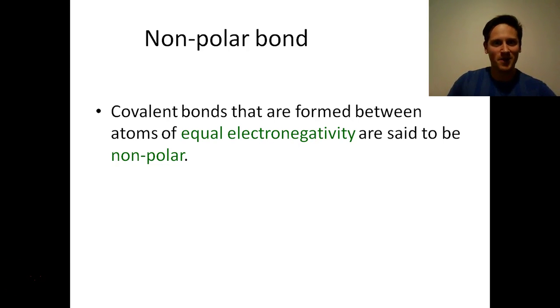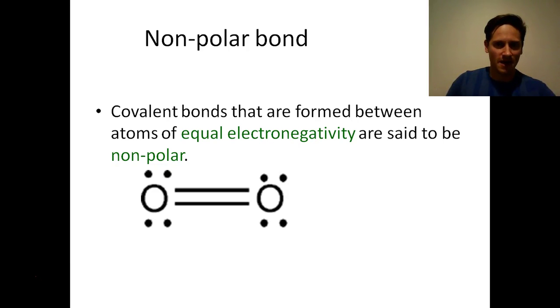So we've discussed polar bonds. The next part is a non-polar bond. So it's the opposite, obviously. Covalent bonds that are formed between atoms of equal electronegativity are said to be non-polar. So two examples. We've got a molecule of oxygen. A molecule of oxygen is two oxygen atoms, and you have a double covalent bond formed between those two. That's due to the covalency of oxygen being 2.